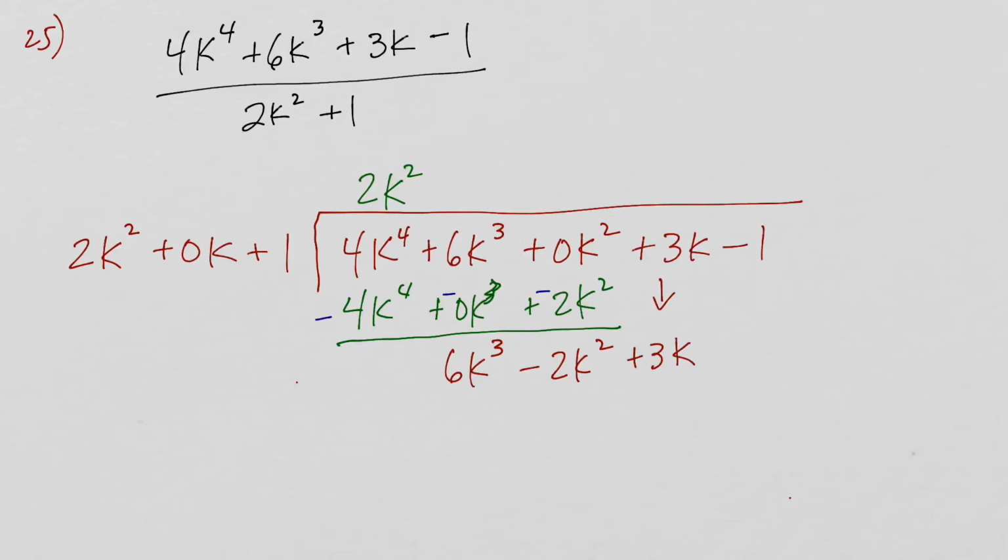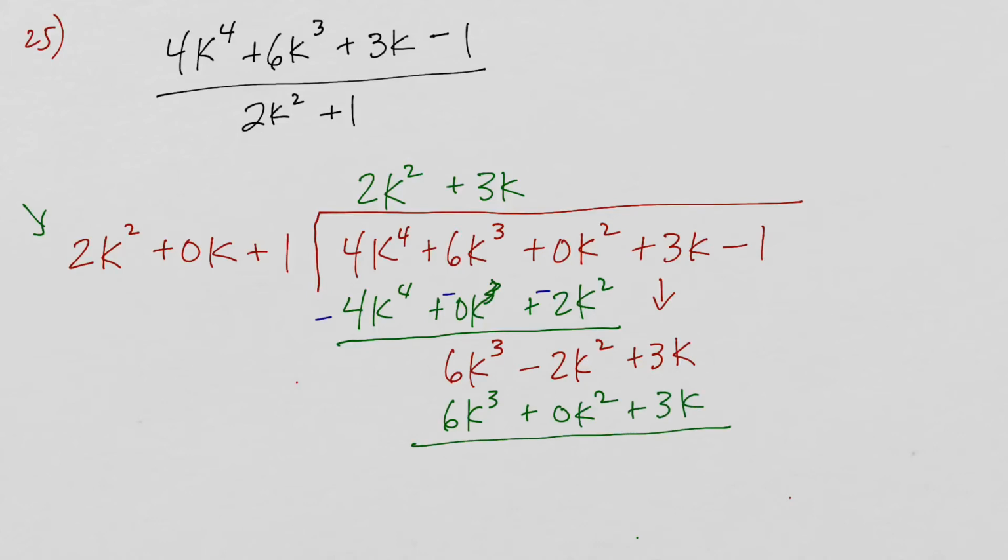Now looking at just the first term, I'd have to multiply 2k squared by a positive 3k. And now I can start multiplying. I distribute to everything here, and I get 6k cubed plus 0k squared plus 3k, and I subtract. I'm going to flip the sign of the bottom row and add, and I'll get negative 2k squared plus 0k, and now I drop the last negative 1.